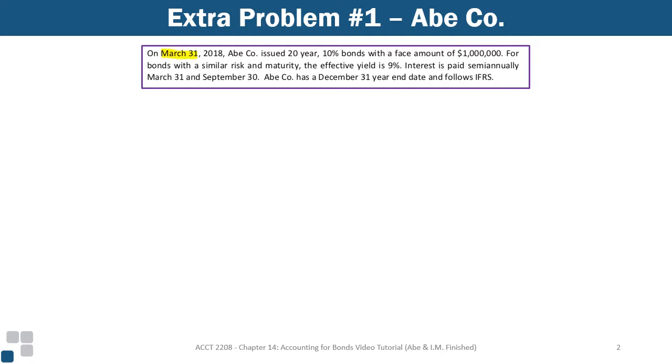Basically, on March 31st, 2018, the company issued 20-year 10% bonds with a face value of $1 million. Now for bonds with similar risk and maturity, the effective yield, also known as the market rate or the yield to maturity, is 9%. Interest is paid semi-annually on March 31st and September 30th, and the company has a December 31st year end. And it follows IFRS, but we pretty much account for these exactly the same whether it's IFRS or ASPE.